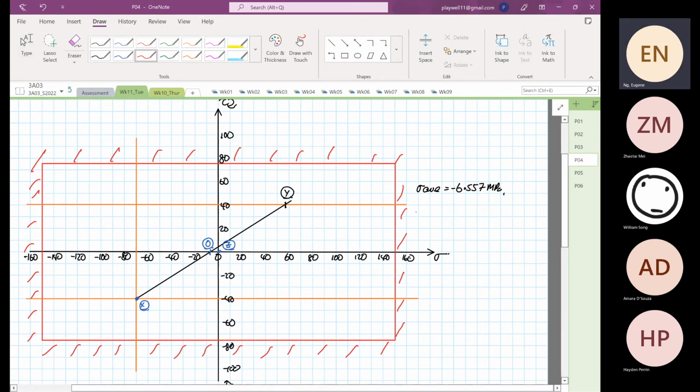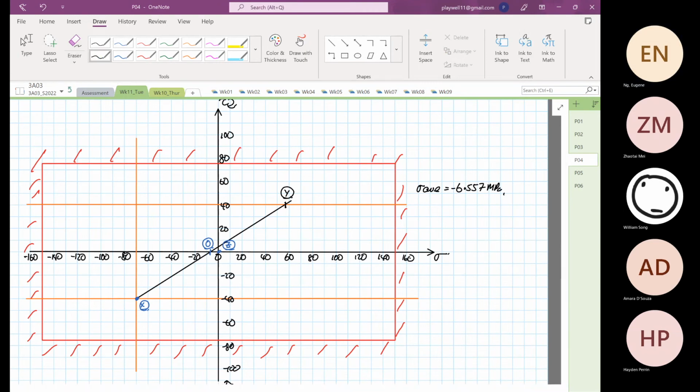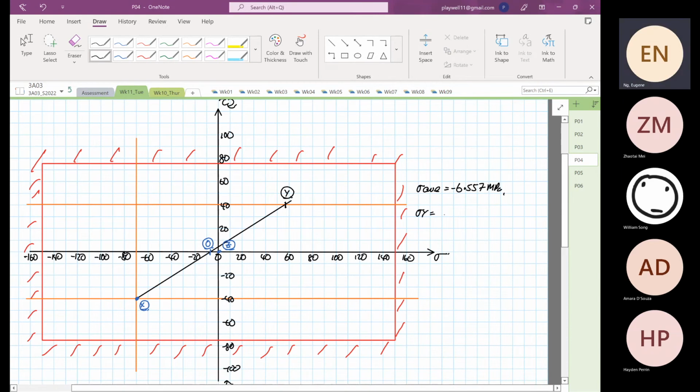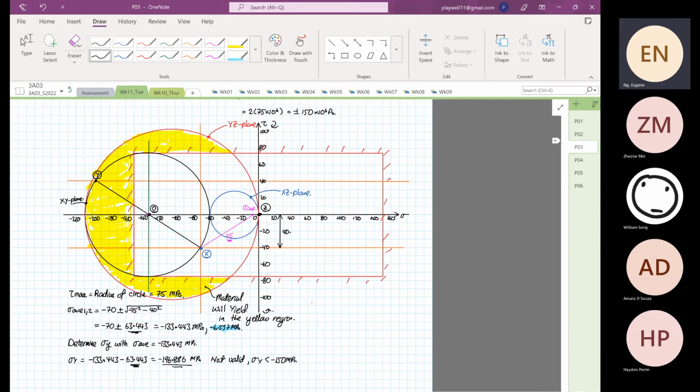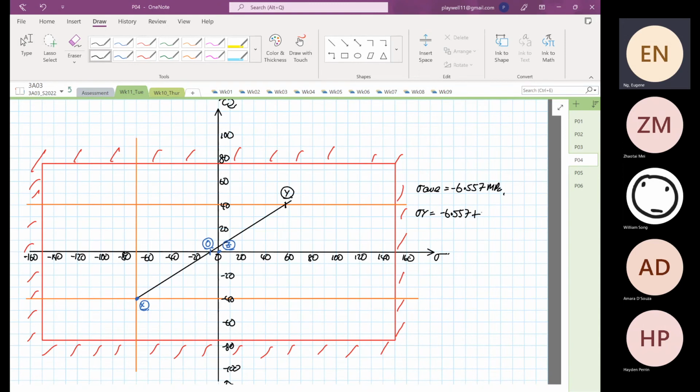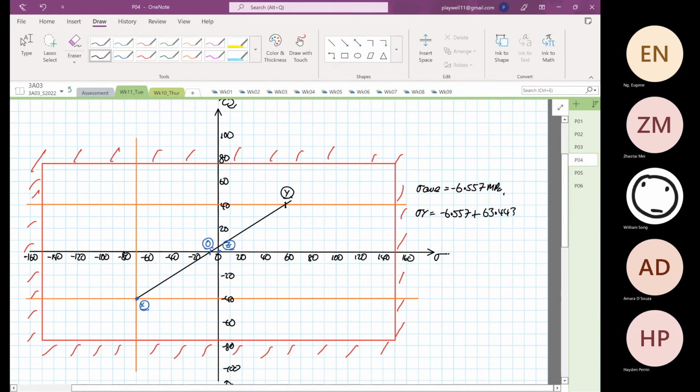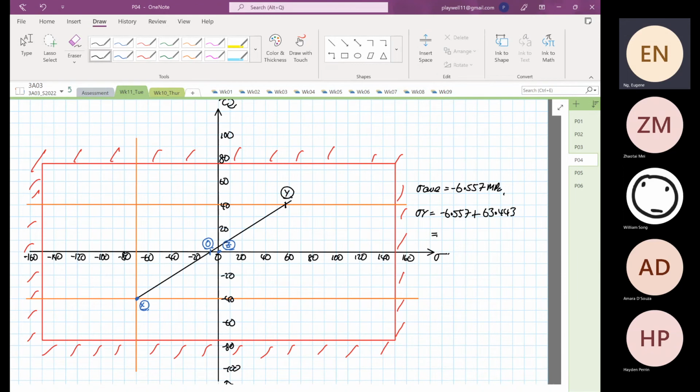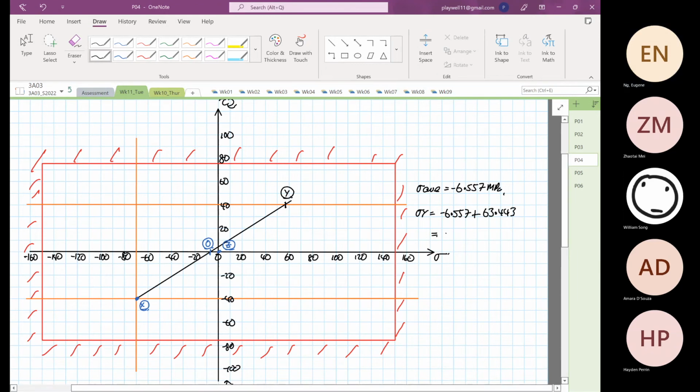Our stress Y now, okay, not U, stress Y, is equal to minus 6.557 plus the value of 63.443. Okay, so this is equal to minus 6.557 plus 63.443, which is equal to 56.886 megapascal tensile. Okay, now why this number?